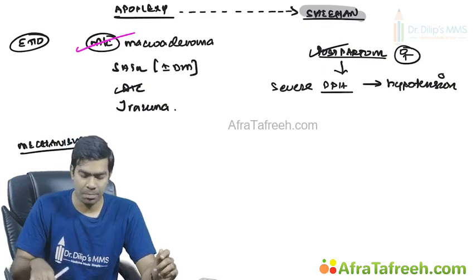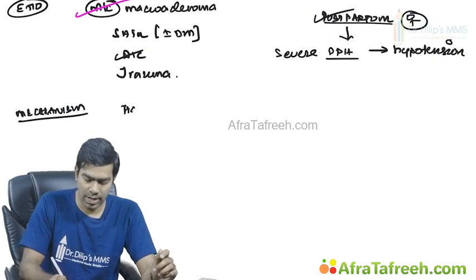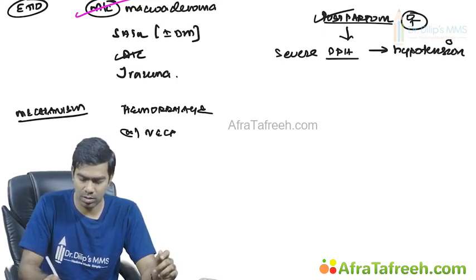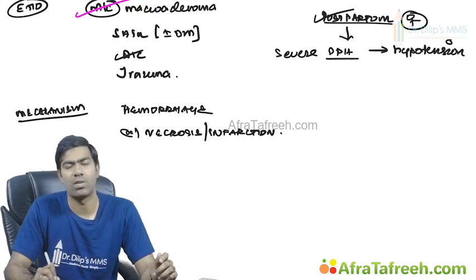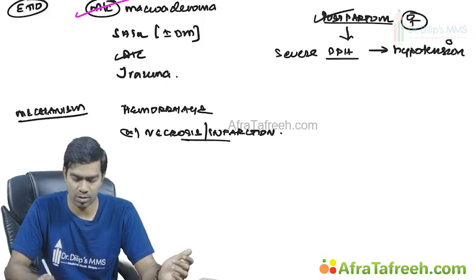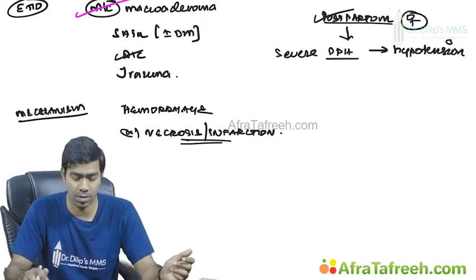Mechanism of apoplexy, I told you, is either a hemorrhage into the pituitary, that's the usual phenomenon, or it can even be a necrosis due to infarction of the pituitary. Clear? Necrosis, infarction of the pituitary, due to variable reasons. I told you already, it's necrosis or infarction causing inflammation and edema of the pituitary.